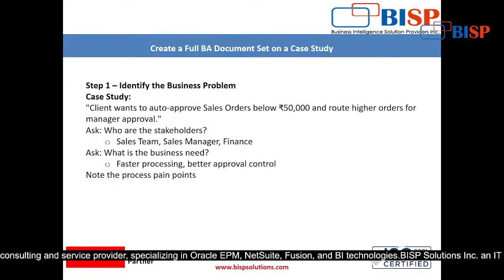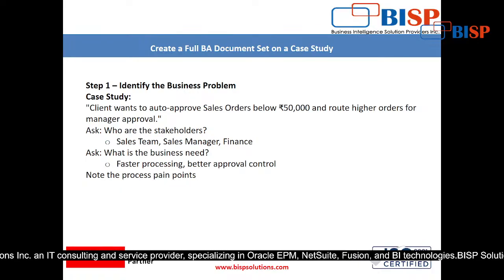That means, suppose the sales order is below 50,000, then it should auto approve, and if it is higher than 50,000, then the manager has to approve. Now we will not go into the technical part because we are behaving like a business analyst. A business analyst does not work on coding. So now the client wants to auto approve sales orders below 50,000 and route higher orders for manager approval.